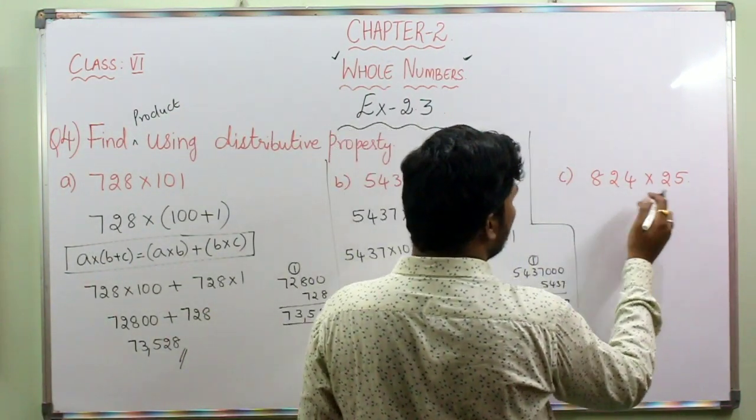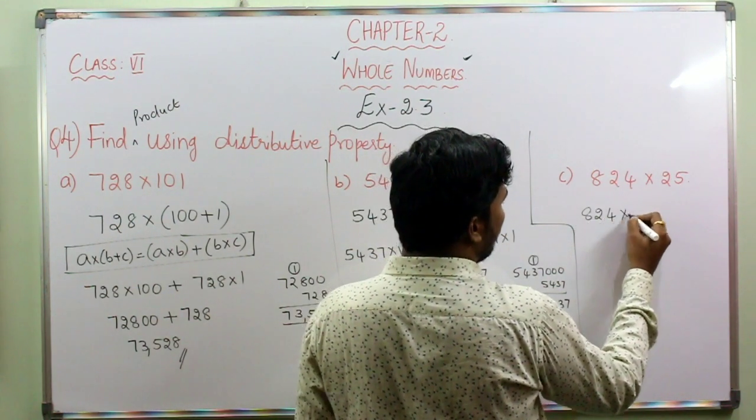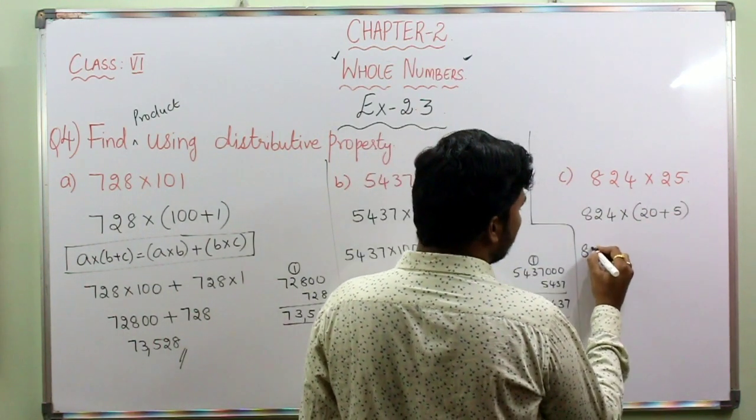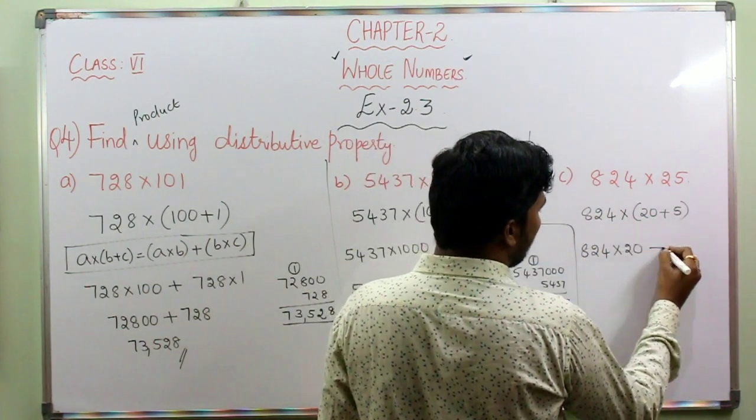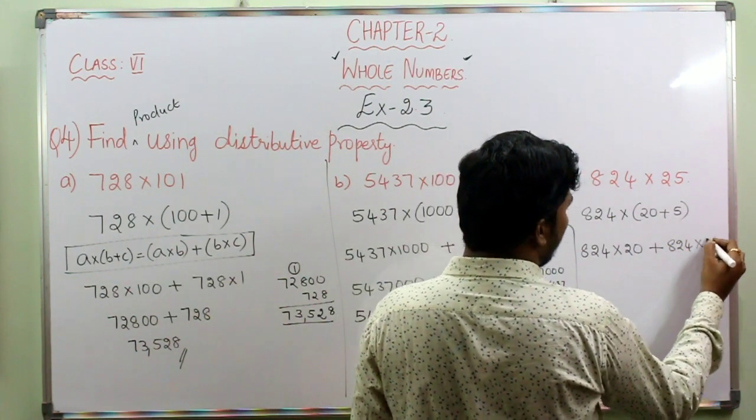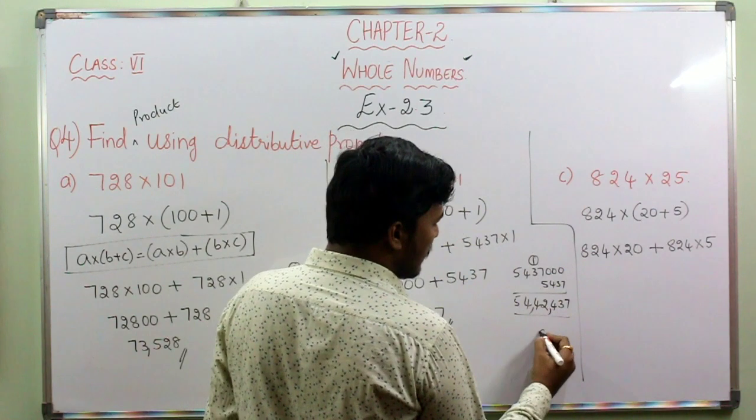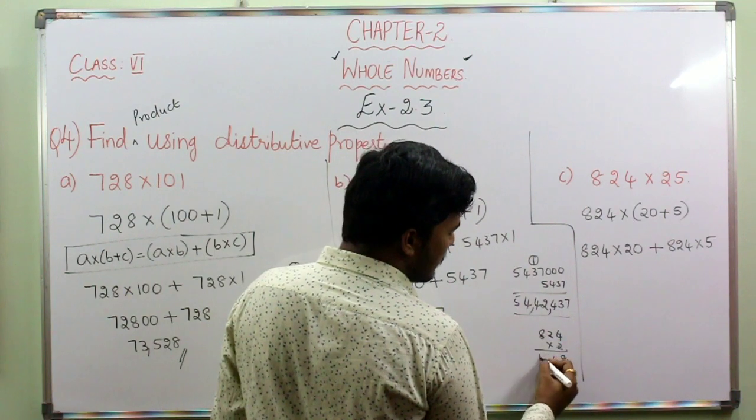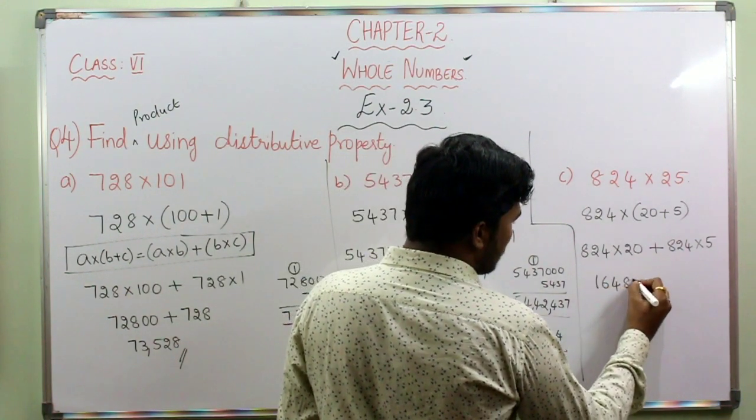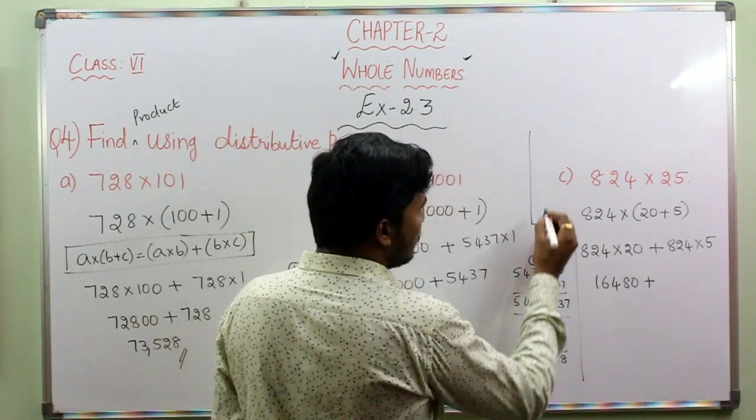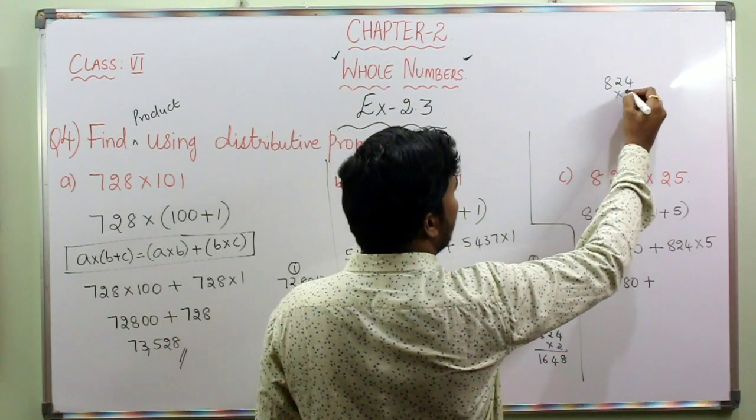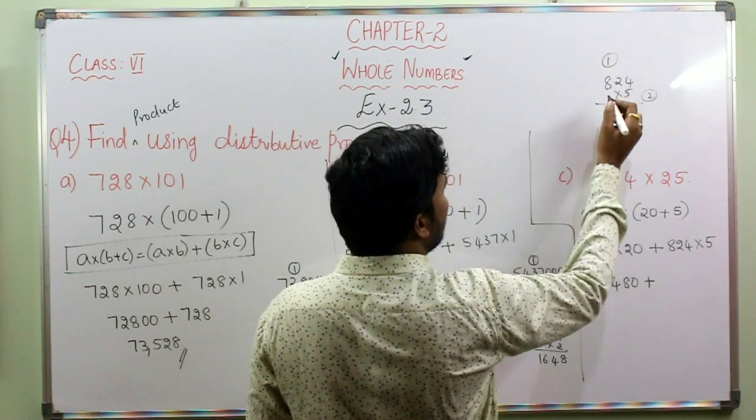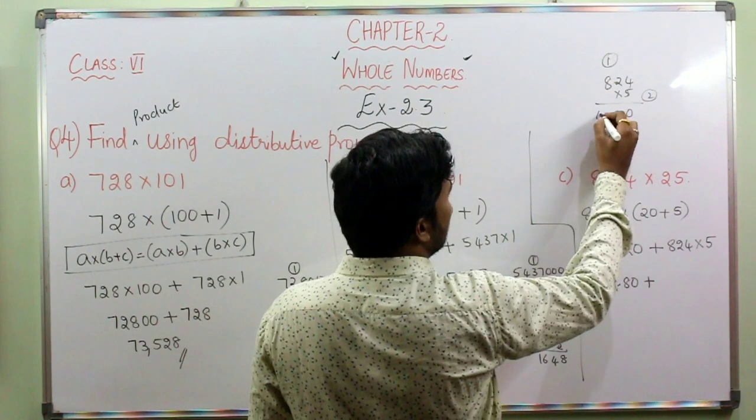And the next one is 824 into 25. So I can write it as 824 into 20 plus 5. I am splitting this 25 as 20 plus 5. Then it will become 824 into 20 plus 824 into 5. So now let us see the multiplication of this. 824 into 2. 2 4s is 8, 2 2s is 4, 2 8s is 16. So 16480 plus, and I am multiplying with 5. Then I will be getting 824 into 5. 5 4s is 20, 5 2s is 10 plus 2 is 12, 5 8s is 40, 40 plus 1 is 41.